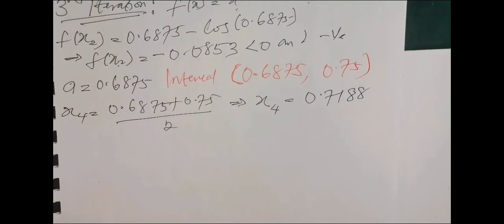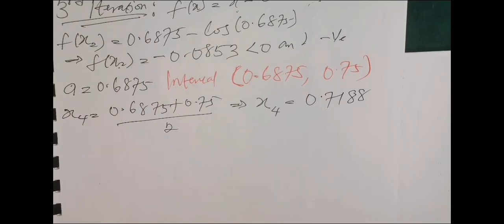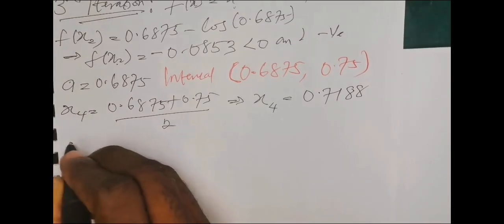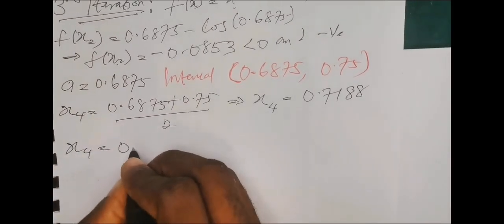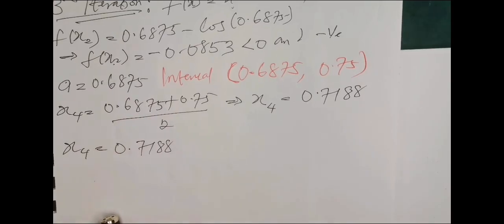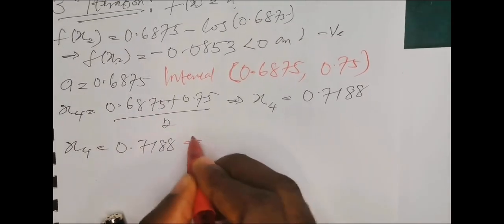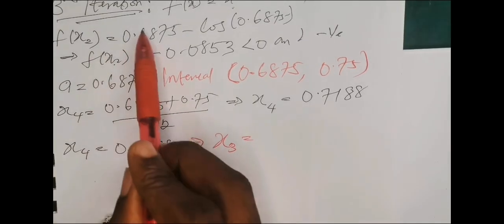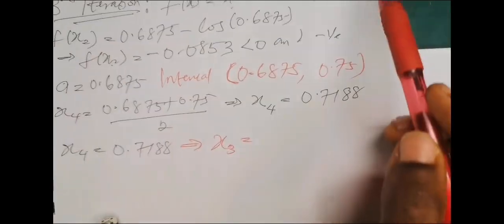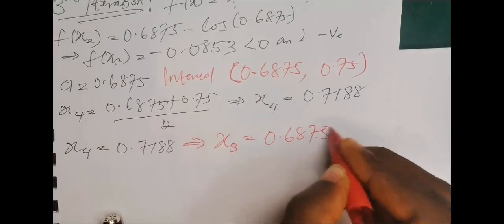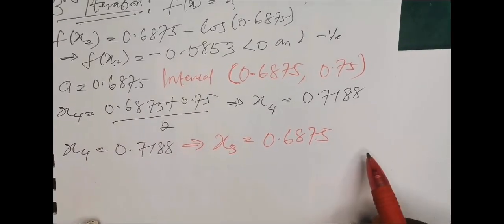I've said that since the question says we should find the root of the equation up to 2 decimal places, you don't compare until you've done up to 3 iterations, which we've done so far. So we have S4 to be equal to 0.7188. Let's compare this with S3, which is the previous root. We obtained S3 over here at 0.6875.